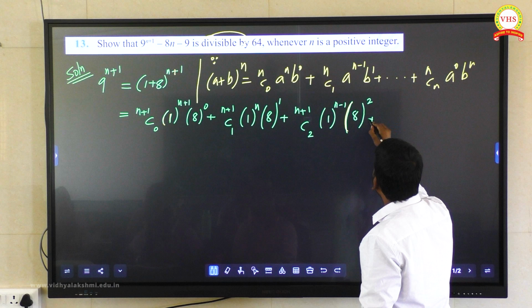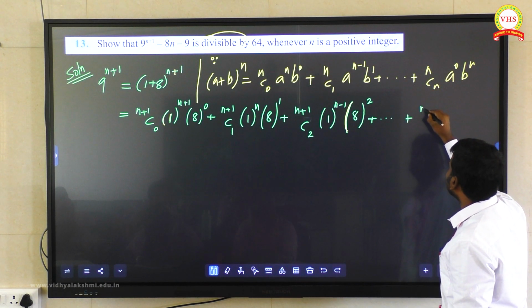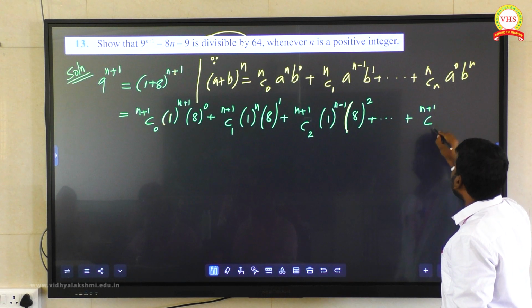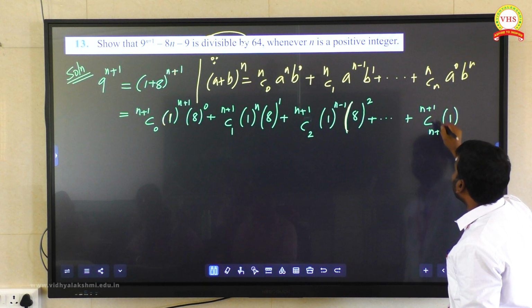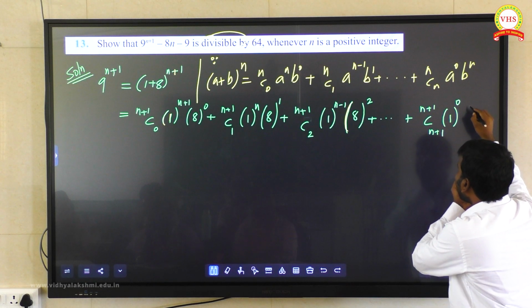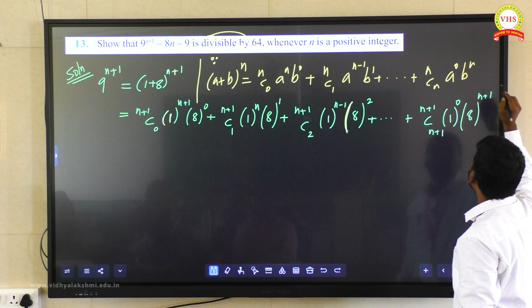So it will be going on till nCn. Here n is n plus 1, and r also the same, n plus 1. Then a power, what will you be getting? When I subtract these two, you will be getting 0, and the b value is what? 8 whole power n plus 1 you will be getting as the answer.